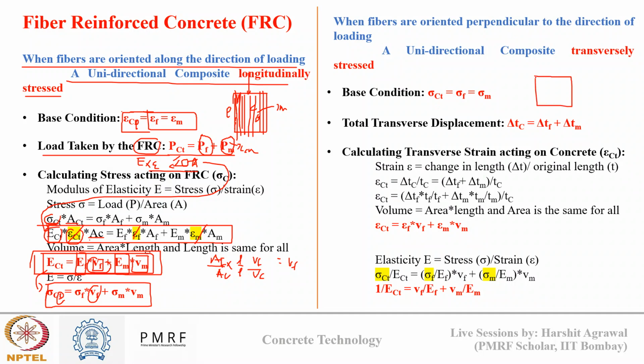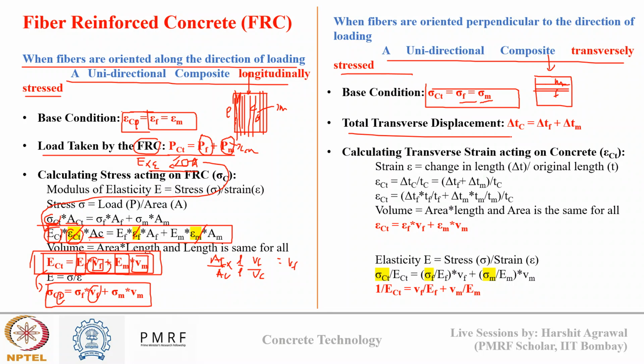So suppose this is my concrete cube and my fiber is oriented along this direction, and the loading is happening along this direction. Such a system is known as a unidirectional composite transversely stressed system. So in this, what will happen? Now the strain is not the same in both matrix and fiber, but the stress is the same in both matrix and fiber. So the stress of concrete in the transverse direction is the same as the stress in fibers, which is equal to the stress in matrix.